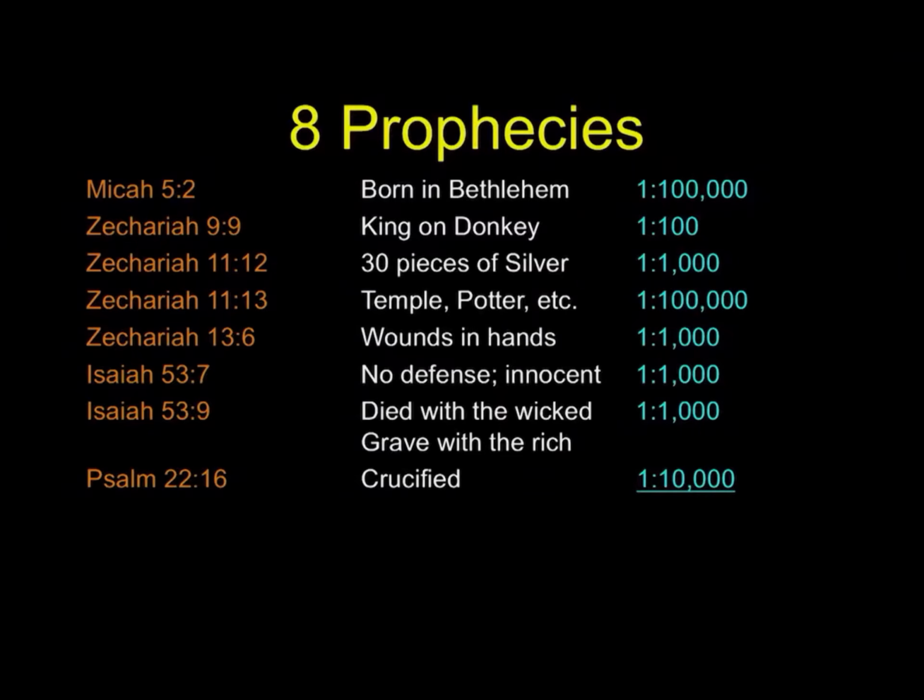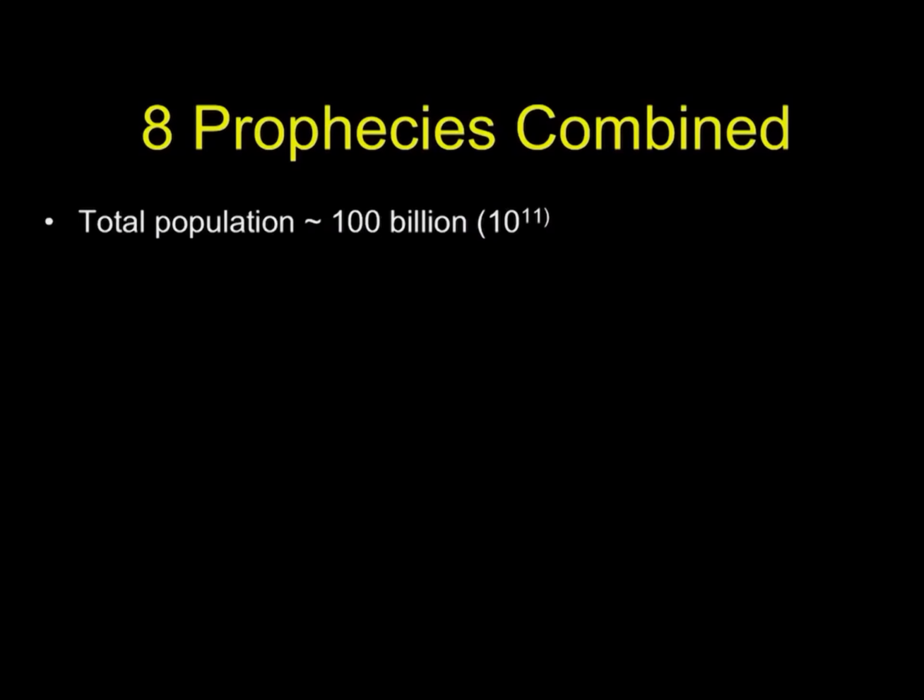The probability of one person fitting all these things would be 1 chance in 10 to the 28th, but I need to work out the total people that live. So I take the 100 billion, I'm going to assume 100 billion population as a guess. So if I take the combined probabilities, 10 to the 28th divided by 10 to the 11th, I now have still a very large number, 10 to the 17th.